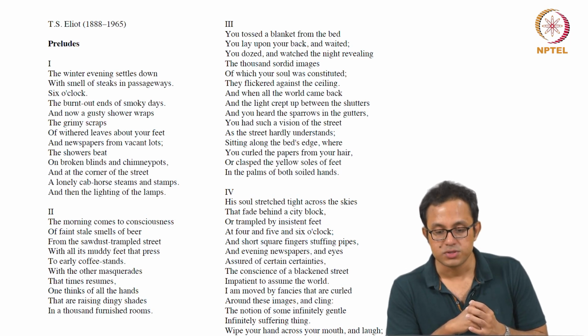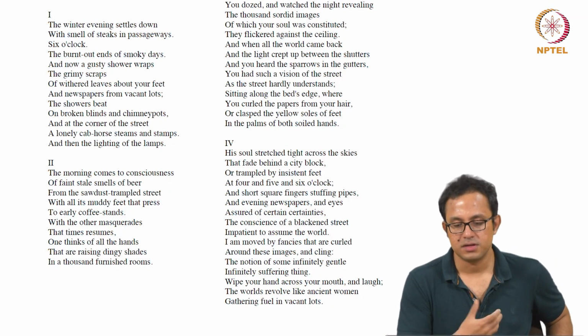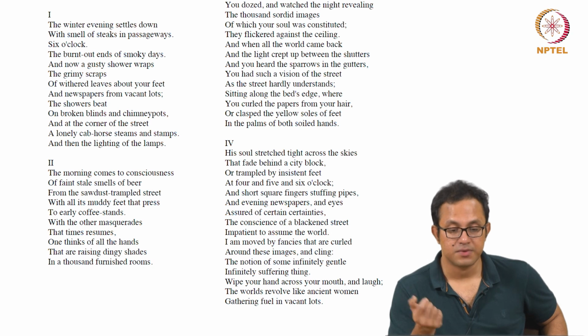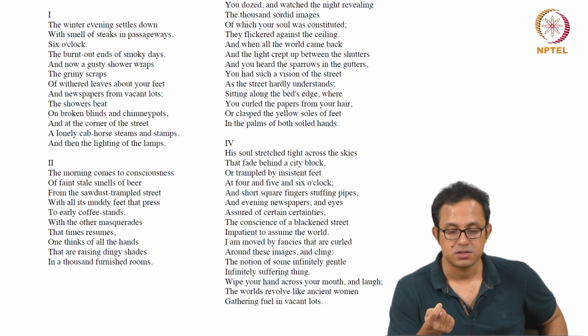worth noticing. Okay, so the final stanza of Preludes gives us certain images which are Christian in quality, but at the same time continues the image of the suffering man in a modern metropolis. The stanza begins with, "his soul stretched out across the skies that fade behind a city block, or trampled by insistent feet at 4 and 5 and 6 o'clock. In short square fingers stuffing pipes, and even in newspapers and eyes assured of certain certainties, the conscious of a blackened street, impatient to assume the world."